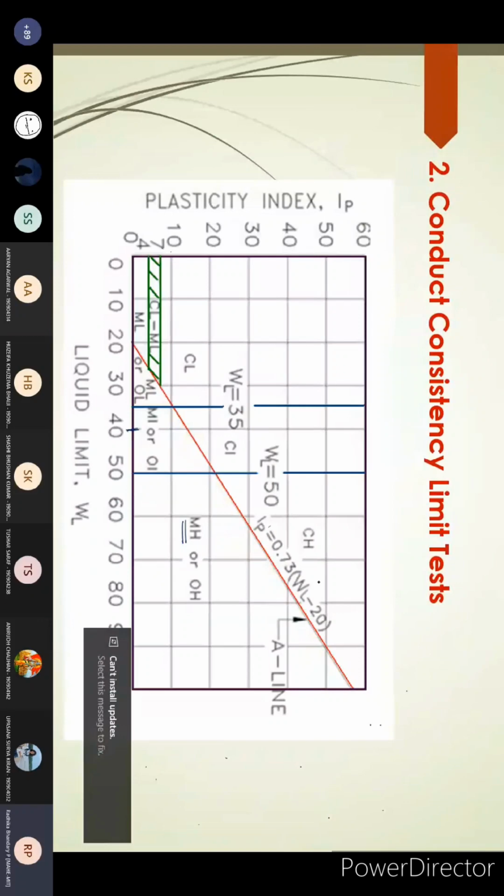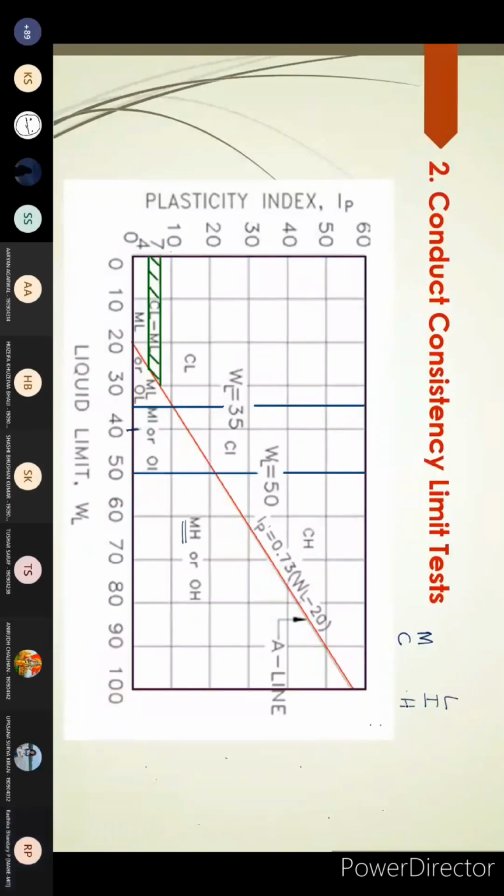Okay. So now in fine grained soil, you will have primary symbol M or C, and secondary symbol L, I, and H. So you can get ML, MI, MH, or CL, CI, CH, based on the plasticity and liquid limit value. I think this is not much of confusion. Only the coarse grained, yes, it is a lot of things.